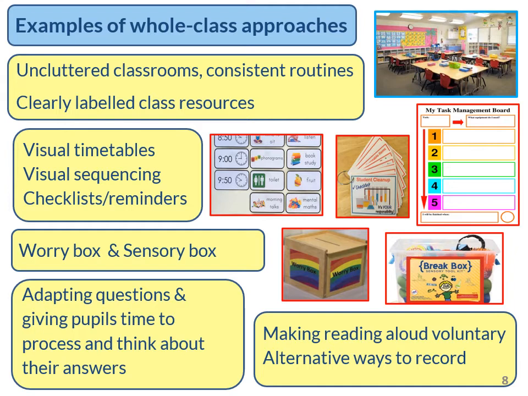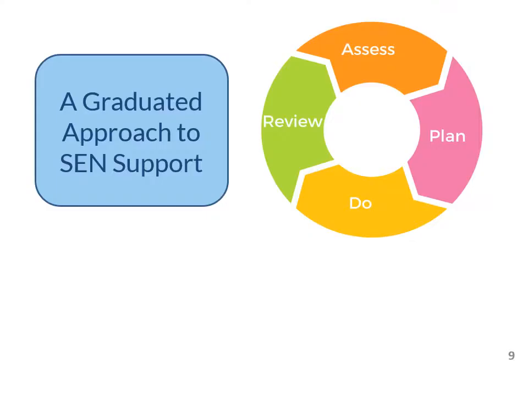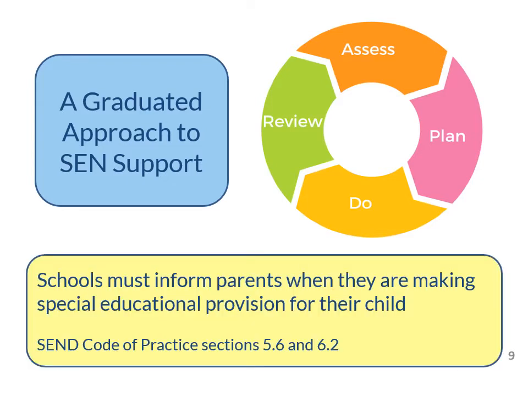They may have a special educational need identified, which means they need support which is additional to or different from the support made generally for other children or young people of the same age. Following the Children and Families Act of 2014, nurseries, schools and colleges are expected to follow what's known as the graduated approach to SEN support. This involves a 4-stage cycle of assess, plan, do and review. And it's important to know that schools must inform you when they are making special educational provision, which means support, for your child.